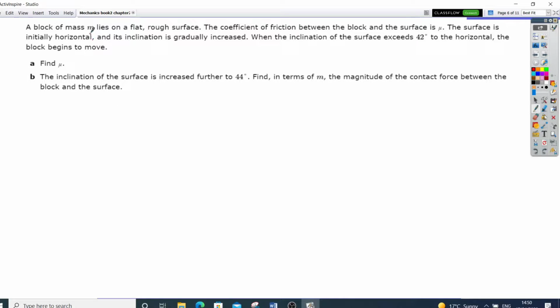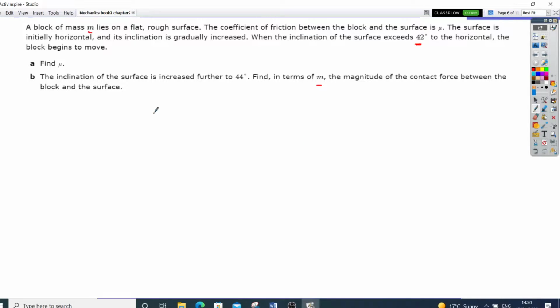A block of mass m lies on a flat rough surface. The coefficient of friction between the block and the surface is mu. The surface is initially horizontal and its inclination is gradually increased. When the inclination of the surface exceeds 42 degrees to the horizontal, the block begins to move. Find mu. And the inclination of the surface is increased further to 44 degrees. Find, in terms of m, the magnitude of the contact force between the block and the surface.